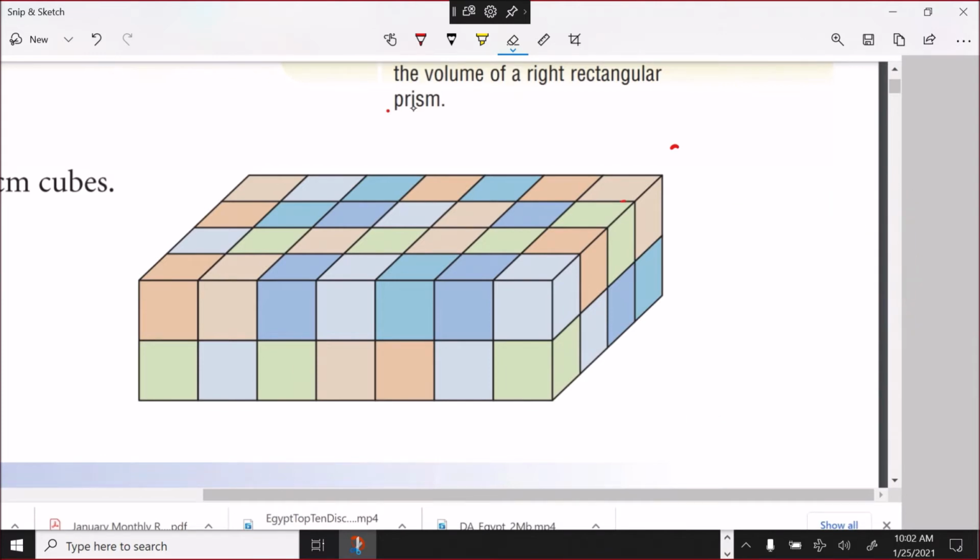Oh, this eraser is very fine. That's very frustrating.